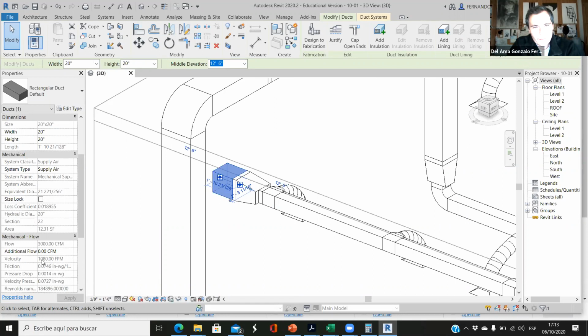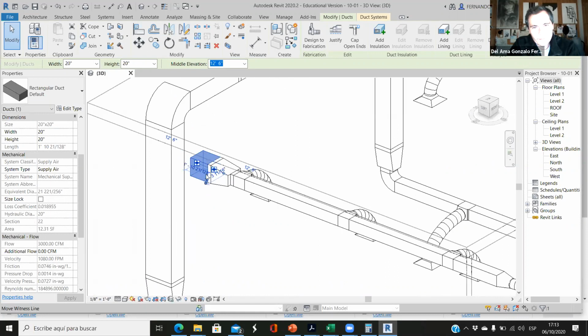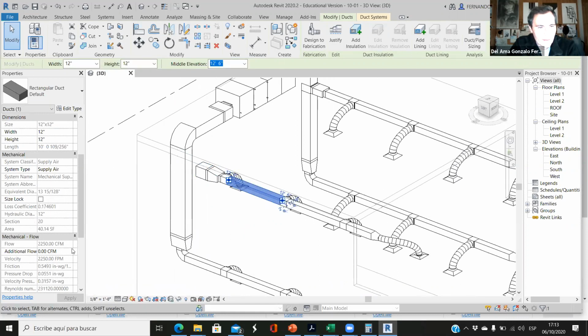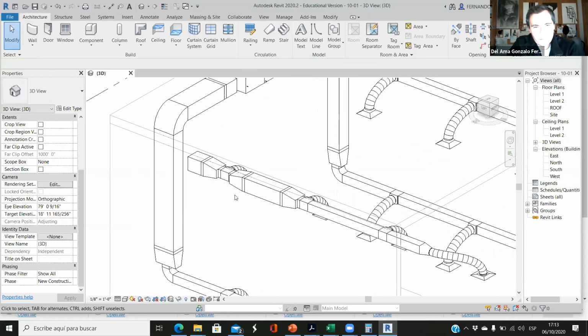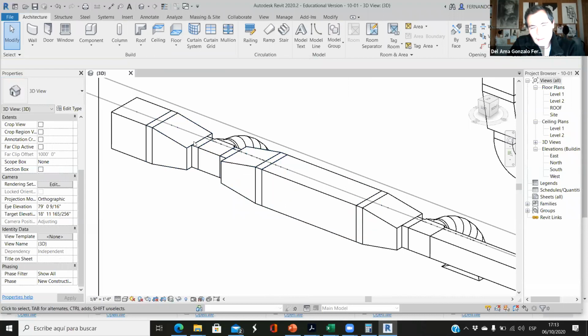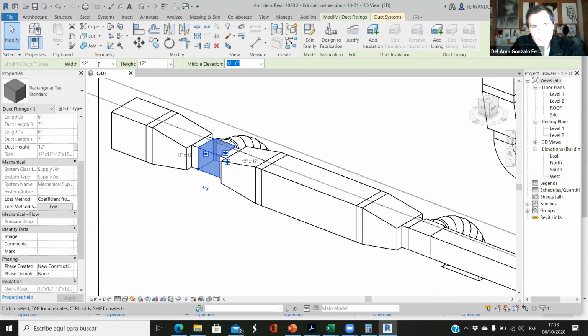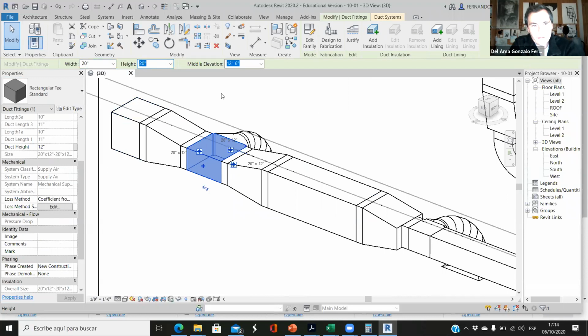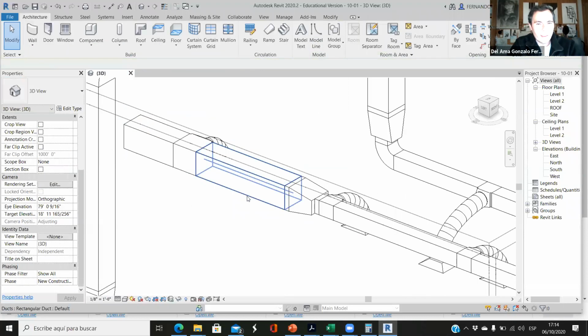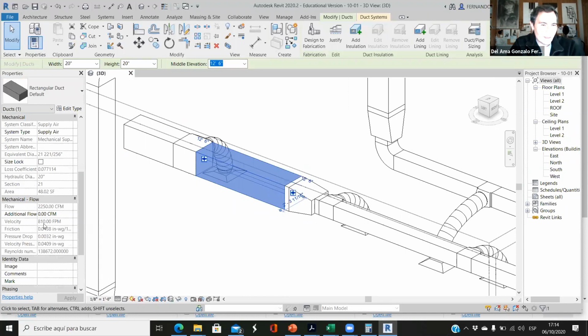It's too much. What about this? Okay, this has to be 20 by 20. When we are doing this, we have to fix one by one because now this is 12 by 12 and it has to be 20 by 20. Okay, but it's good enough. So now this branch 20 by 20, it's 800.